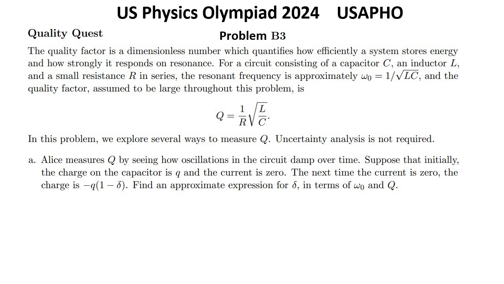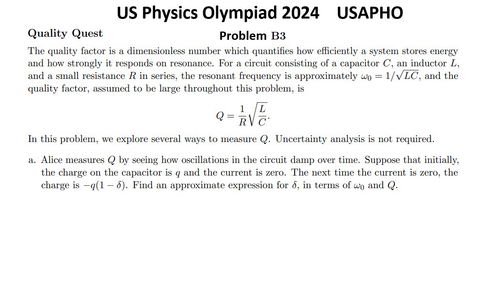throughout this problem, is Q equals 1 over R multiplied by the square root of L over C. In this problem, we explore several ways to measure Q. Uncertainty analysis is not required.